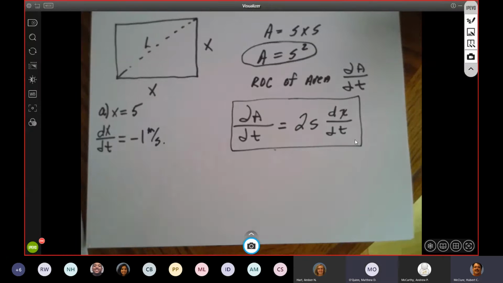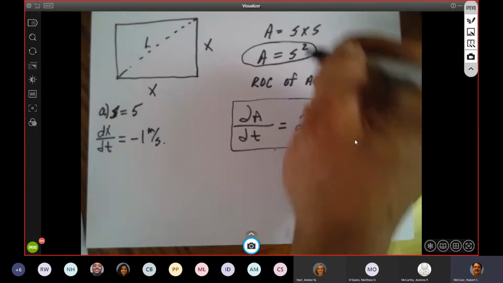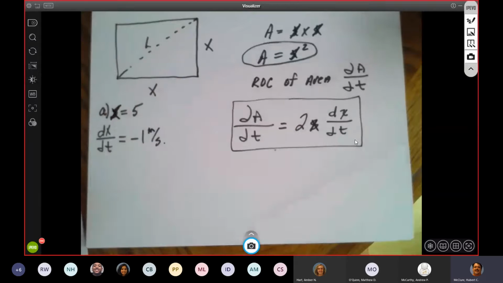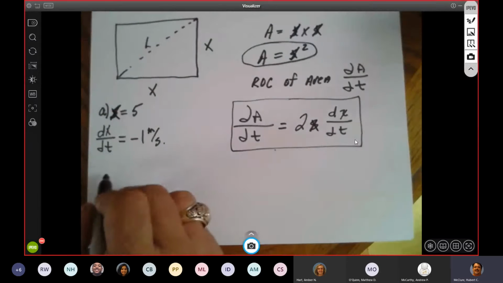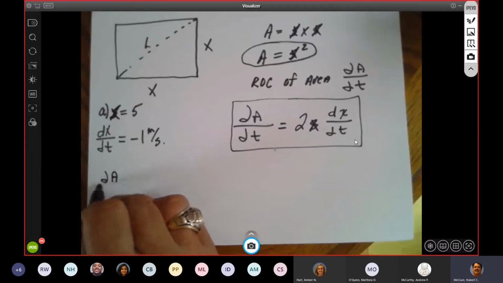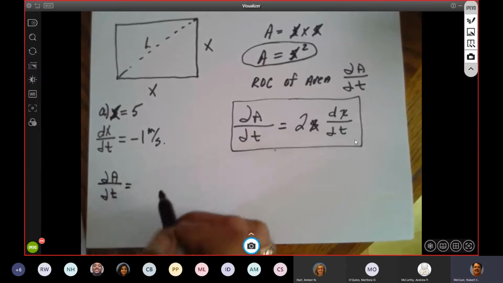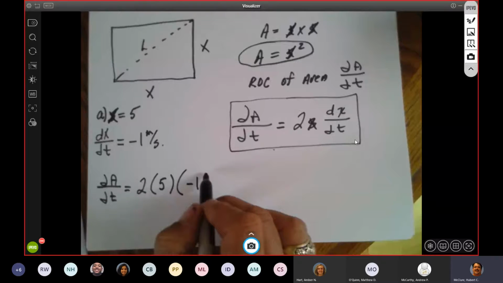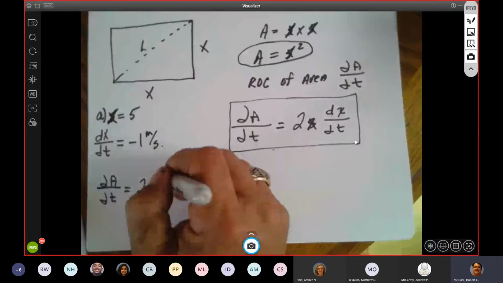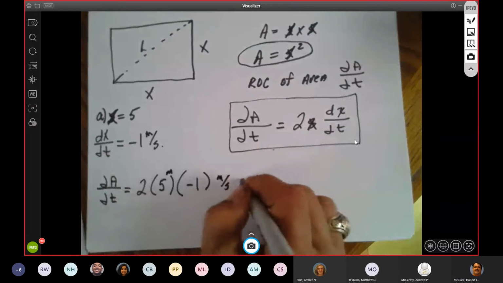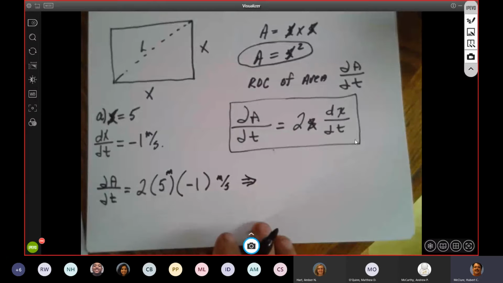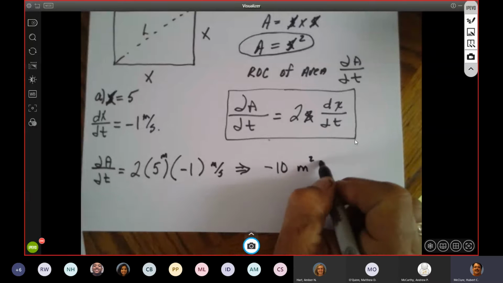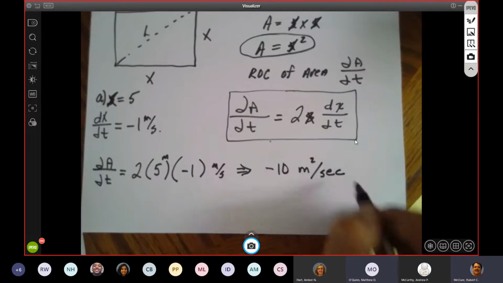Okay, I made a mistake. S. I don't know why I did that. I'm sorry. There we go. X. There we go. So if I want to find A, my rate of change of the area according to time is going to be equal to 2 times 5 times -1. Now, if you wanted to get technical, that's going to be meters, and that's going to be meters per second. So our final answer is going to be -10, meaning it's decreasing, meters squared per second. So that's A.